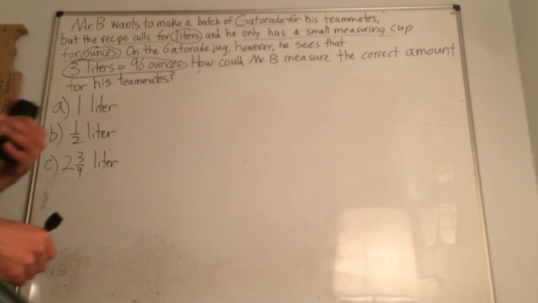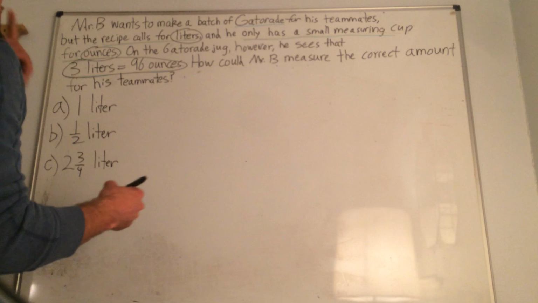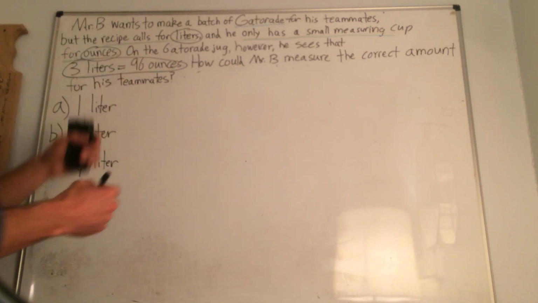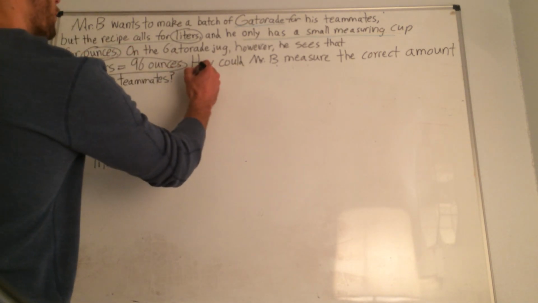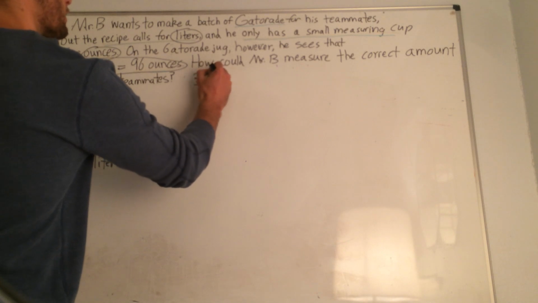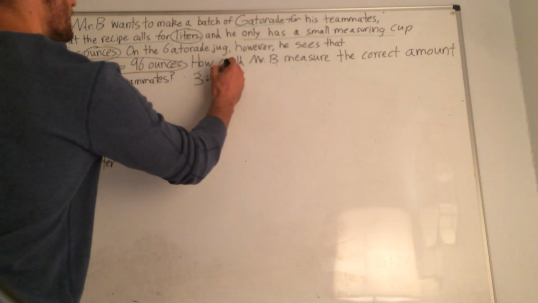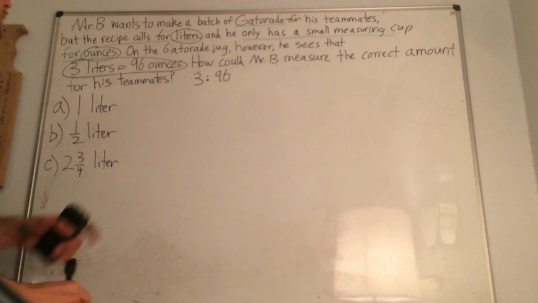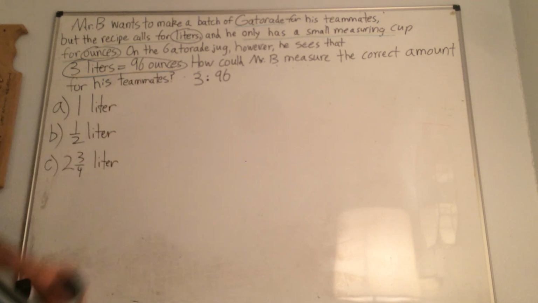So when we're looking at this problem, we need to figure out, how can we solve for this? And a great place to start, what we've been exploring, is looking at ratios. What is the ratio of liters to ounces? And looking at this problem, I know the ratio of liters to ounces is 3 to 96. So we're going to use this information to help us solve this problem.